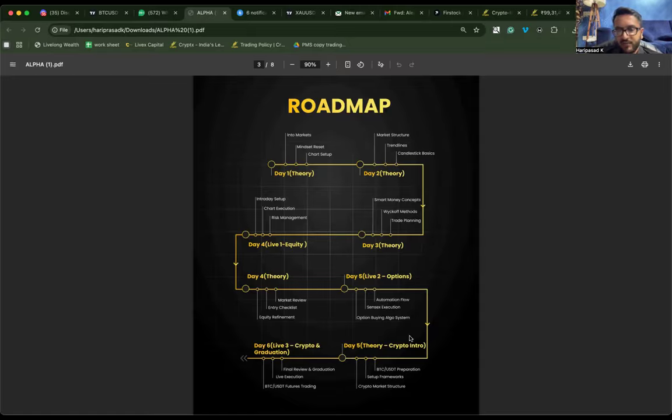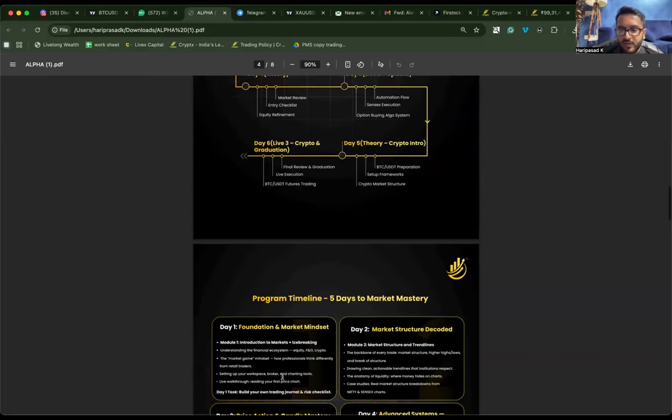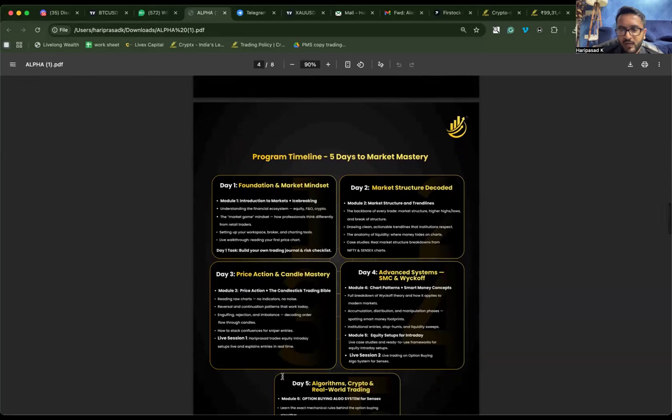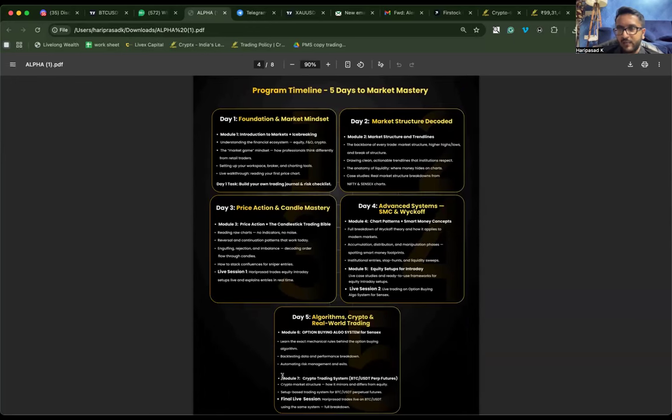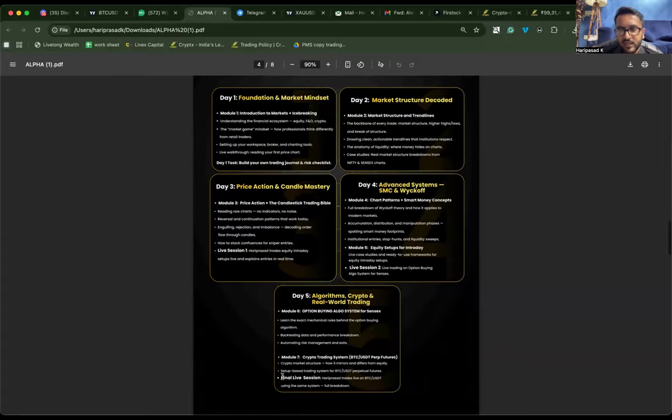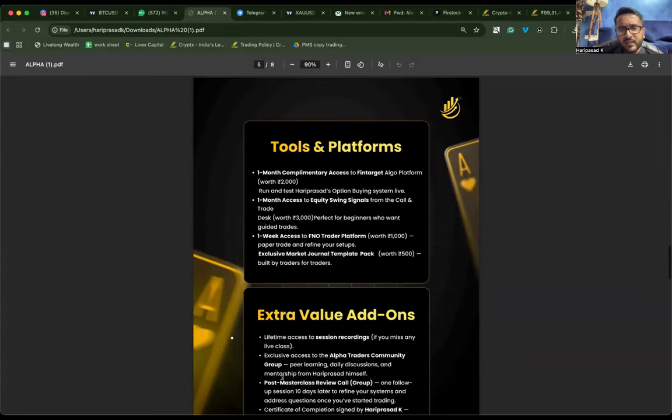Then on day five, we're going to have some theoretical concepts related to cryptocurrency, majorly BTC USDT, some setups for crypto, the crypto market structure. And finally, on day six, we'll have live trading sessions related to crypto, and alongside that, you'll have your graduation. So over the 5 days program, you're going to learn some in-depth concepts that you need to get started on your trading journey, and things that have helped us become profitable traders.